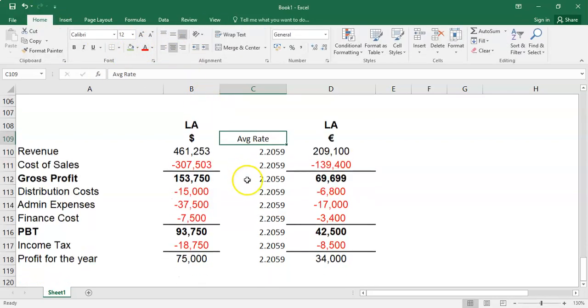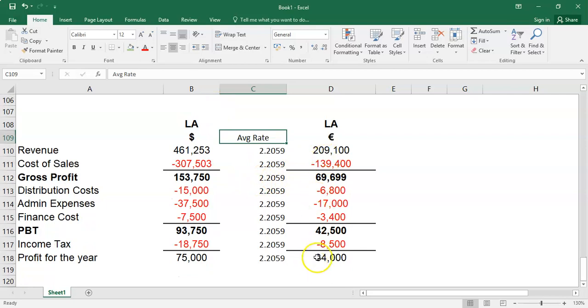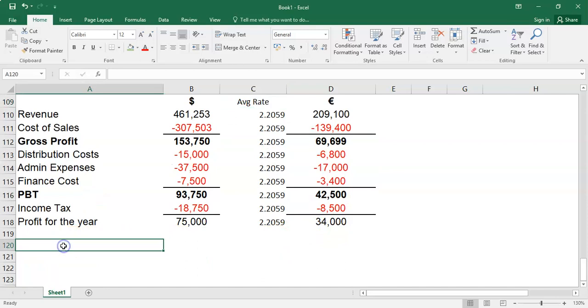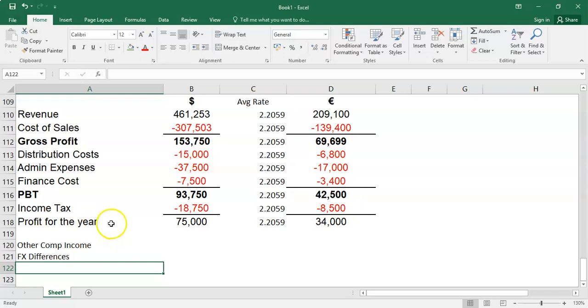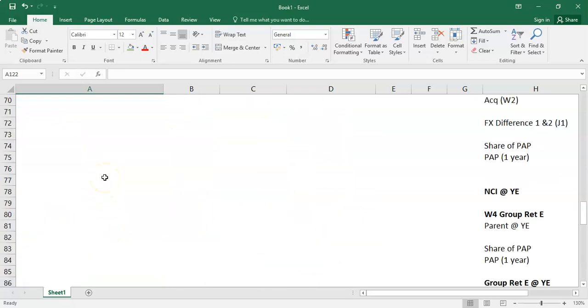Now, the key thing to watch here is that's just the starting point. Because if you remember, we had FX differences. So you're going to have other comprehensive income, FX differences. Right? So you have to be able to remember to put these in when you're looking at group financial statements. Any current year differences, and it's just simplistic here because everything is current year.